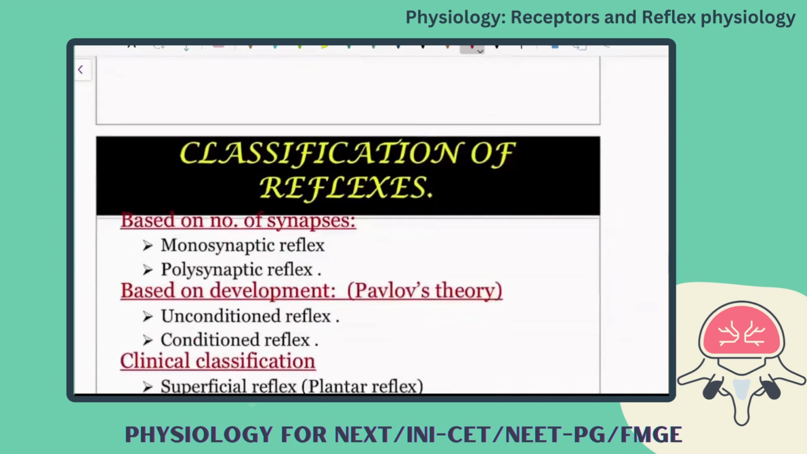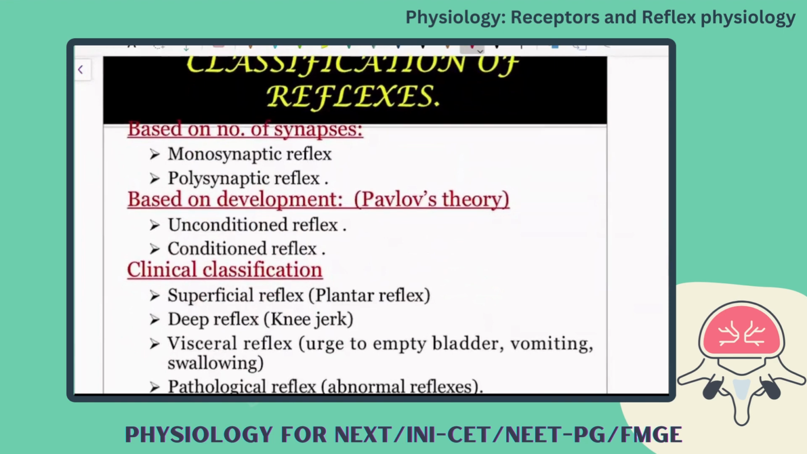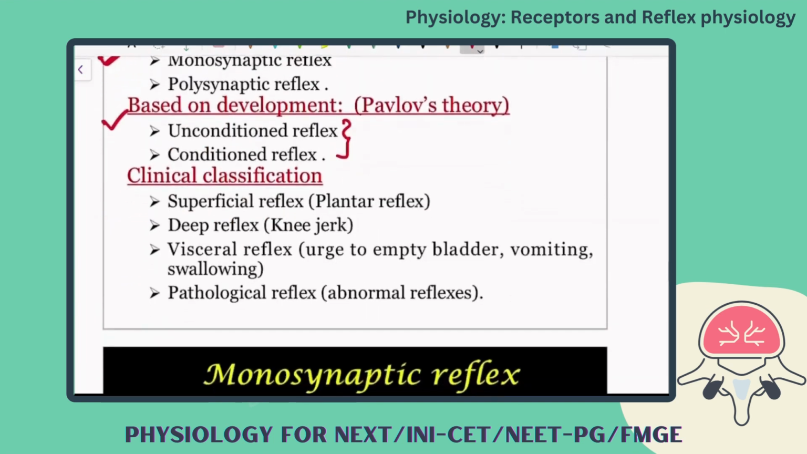So based upon this, we are classifying the reflexes. Okay, this is based upon the number of synapses. If you have a single synapse, that is monosynaptic, or multiple synapses, polysynaptic. Based on development, yesterday we have seen conditioned and unconditioned reflex. The thought of food, sight of food, or talking about food is a conditioned reflex. The presence of food in your mouth, the stretch receptors receiving the signal and giving it to the higher center, resulting in gastric secretions. So that is based on the development.